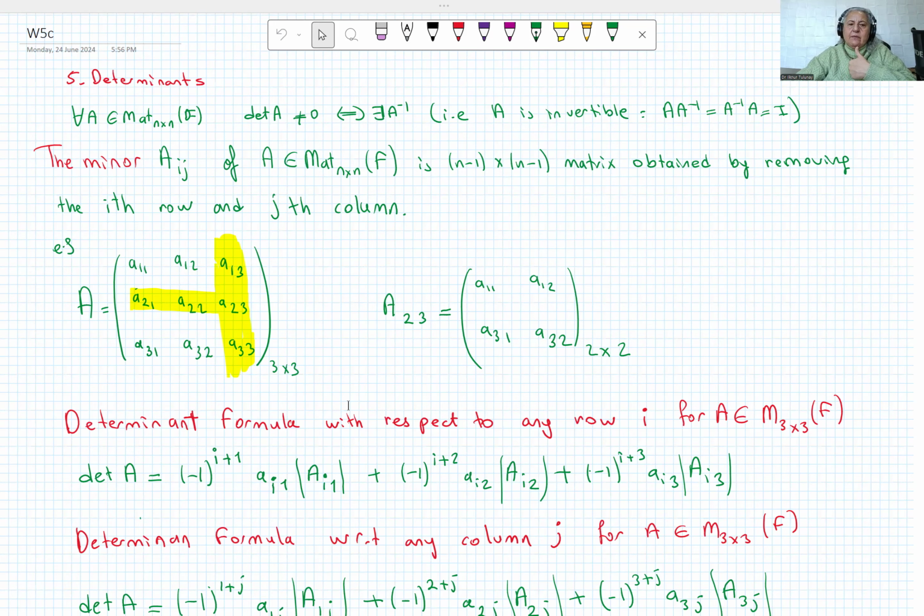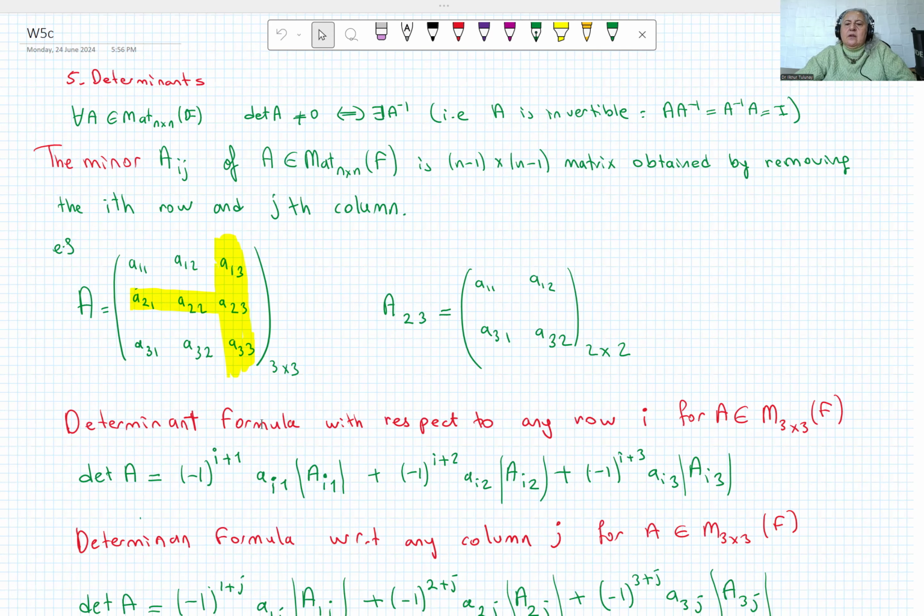For example, if you have a 3 by 3 matrix of this form and you look at the minor A23, that means you remove the second row and third column. This is how you obtain this matrix, with entries A11, A12, A31, A32. So the minor A23 is this matrix. We are going to use it in the definition of the determinant formula.